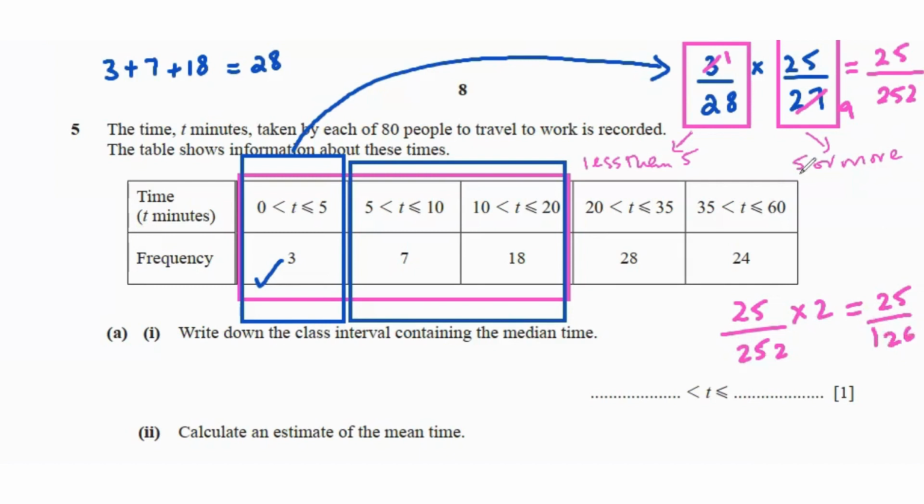Once again, there is no restriction on whether the person he picks first is coming from less than 5 minutes or from 5 to 20 minutes. Since there's no restriction on that, there are two different combinations. First from 0 to 5, then 5 to 20. Then first from 5 to 20, then 0 to 5. Hence we multiply 25 over 252 with 2, and that gives us 25 over 126 as the final answer.